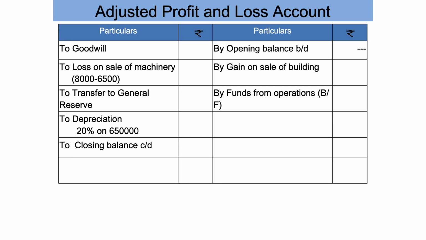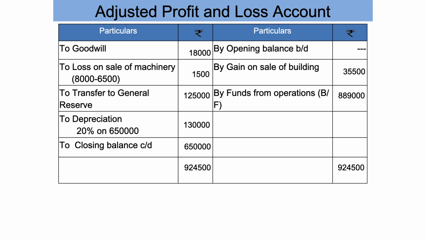As mentioned previously, I prepared adjusted profit and loss account. Debit side goodwill 18,000, loss on sale of machinery 1,500, transfer to general reserve 1,25,000, depreciation 20% on 6,50,000, 1,30,000, closing balance of profit 6,50,000. In the credit side, opening balance of profit is not given. Gain on sale of a building 35,500, so total 9,24,500. Balance 8,89,000. Fund from operations. This will be transferred to fund flow statement.